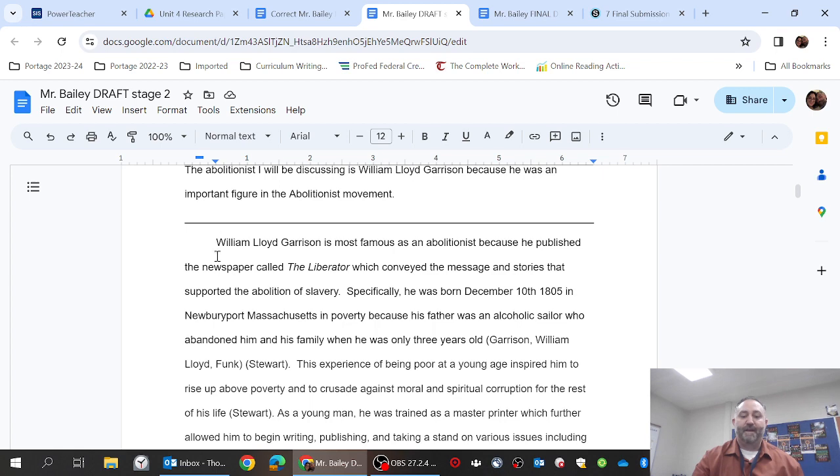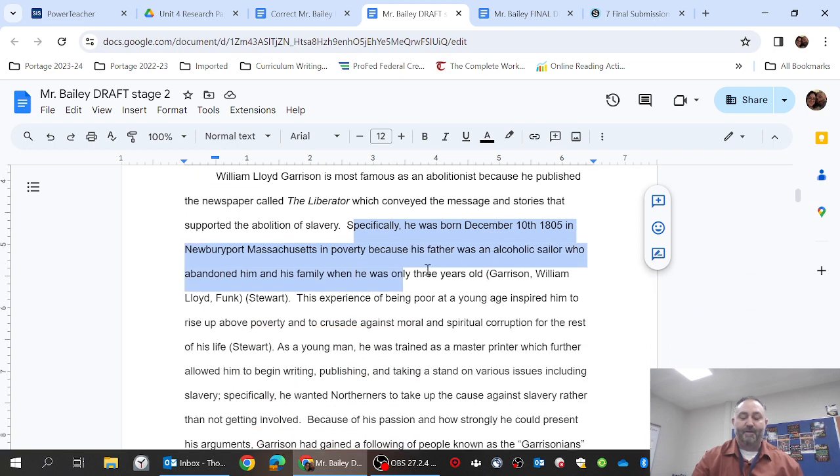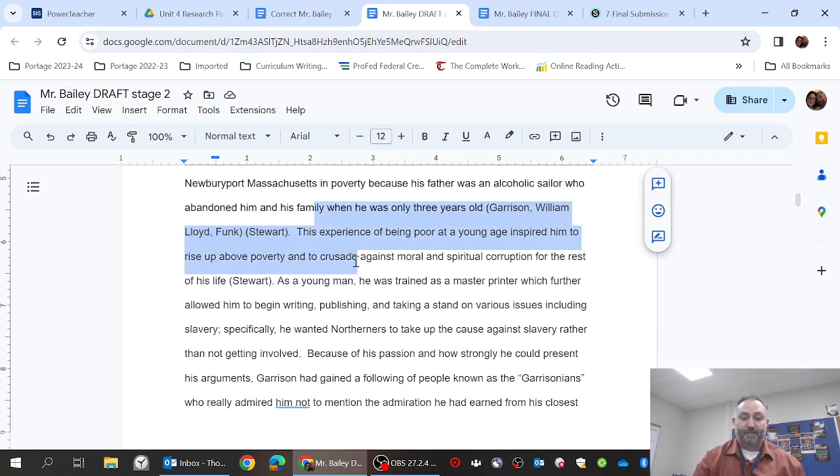So you'll see, like, all right, this is what he did to fight against slavery. He was born on this date and he experienced these things when he was a kid. This actually came from two different sources, so I'm giving credit where credit is due by having the two sets of parentheses. The experience of being poor inspired him to do.